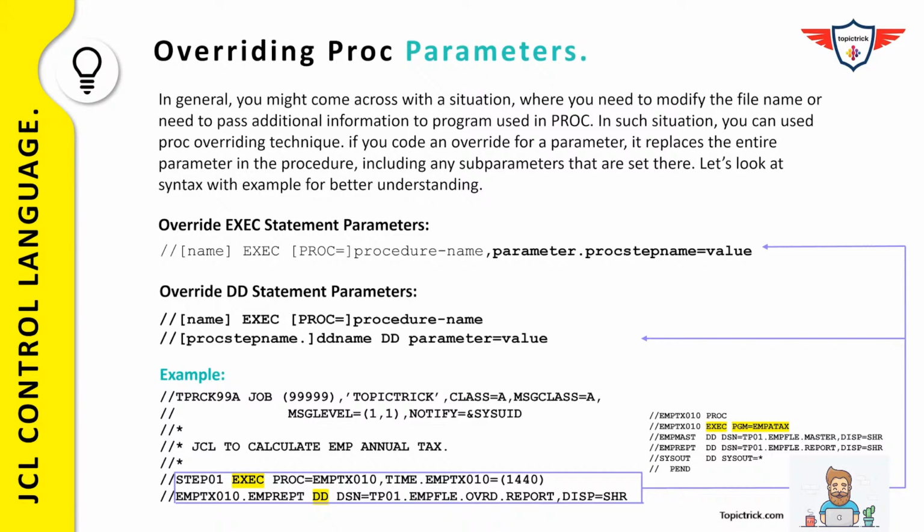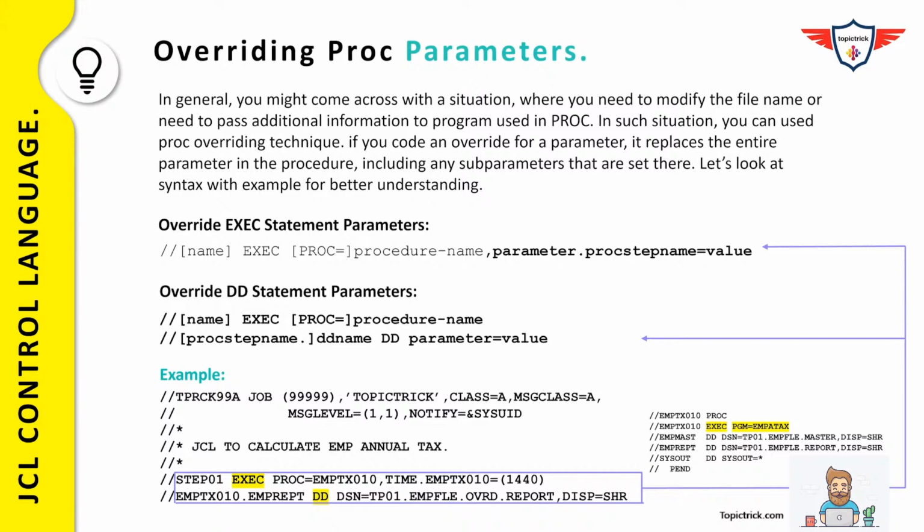In fact, you can use the proc overriding technique to change or override the file name which is defined in your catalog procedure. And the best part is you are not required to change anything in your catalog or in-stream procedures.